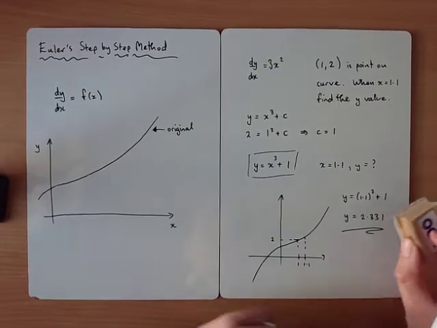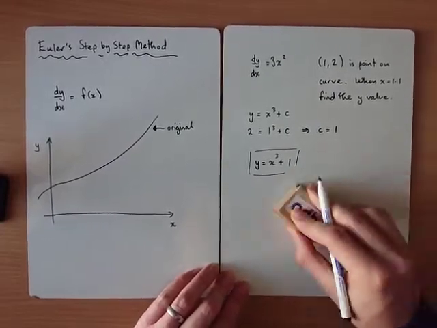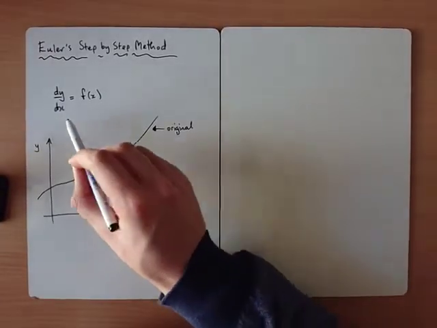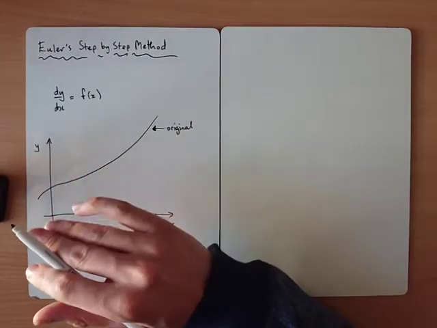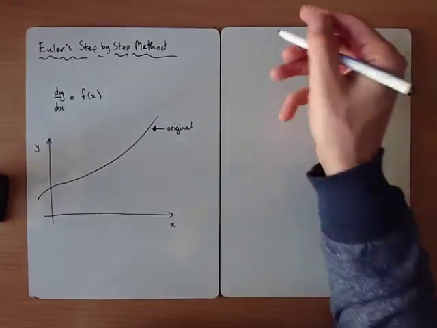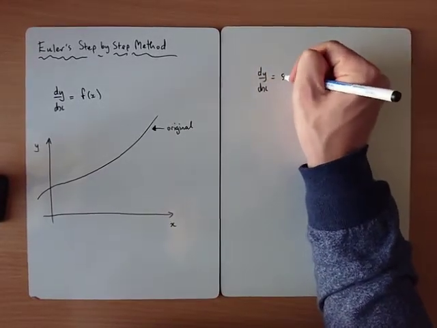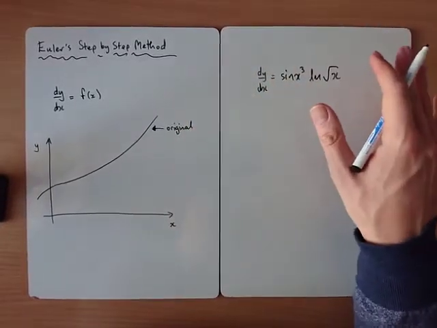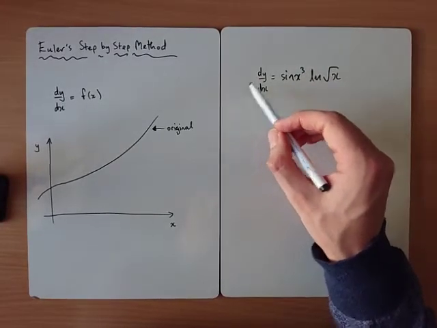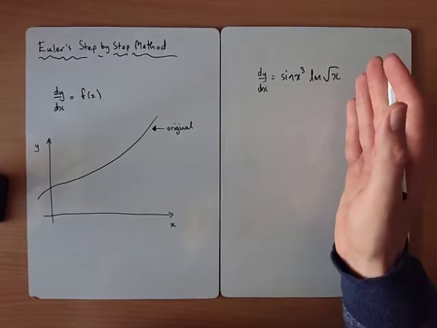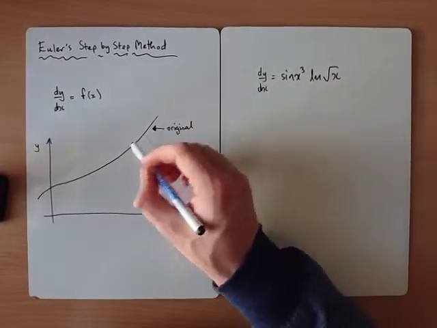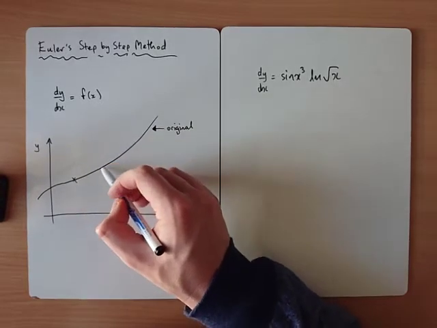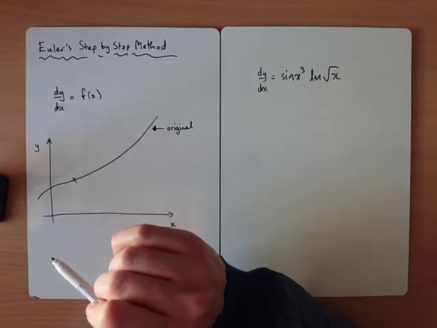But this topic is not about finding the exact solution, and it's definitely not about integrating to solve the differential equation. What we're going to look at is a differential equation which is too complicated to solve. We don't want to integrate it. Say, for example, dy by dx was equal to sine of x cubed ln of root x. If you had some mad differential equation, we can't just integrate this and solve, but if we know a point on the function, we can approximate what the next y value would be.